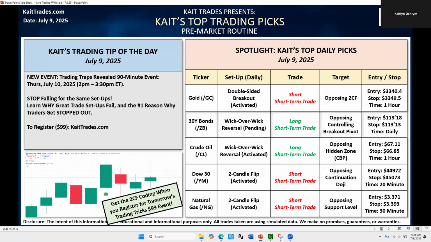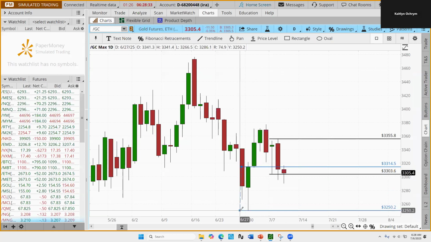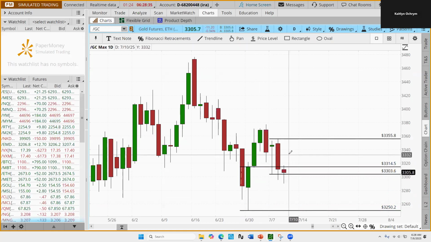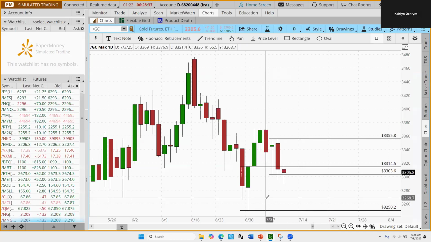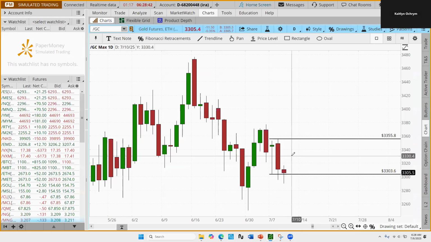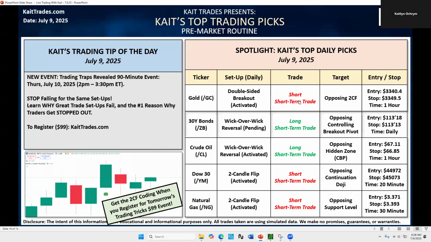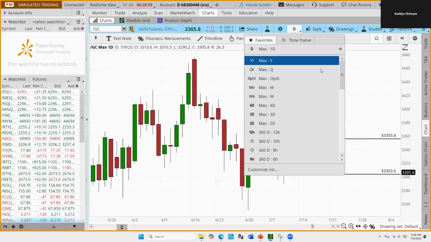Our target is going to be the opposing 2 candle flip, which is really this guy over to the left. So we're going to look for a short trade and then take profit as price comes further down into that 2 candle flip zone. Just to keep it cleaner, I'm just going to focus in on our daily short trade setup here. So double-sided breakout. And then I found our entry and stop on a 1-hour time frame. 33.40 to 33.49. Let's come down to a 1-hour.